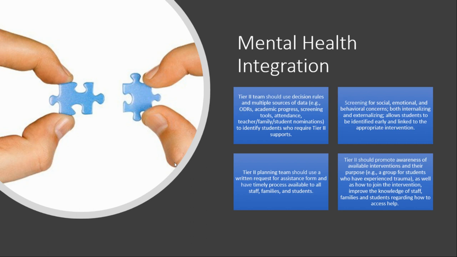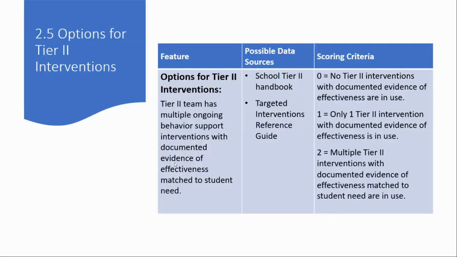The tier 2 team should promote awareness of the available interventions and their purpose. So, for instance, groups for students who have experienced trauma, as well as how to join the intervention. They should improve the knowledge of their staff about those interventions, and they should help to ensure that families and students understand how to access that help if those supports are needed and the family wants to request those supports.